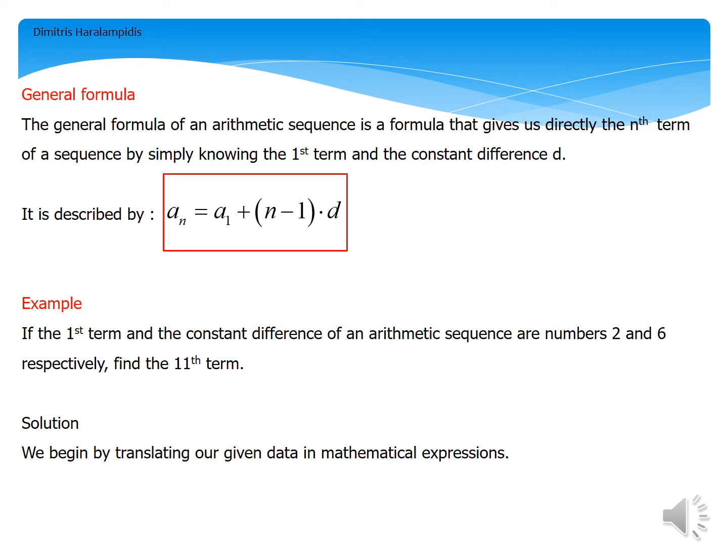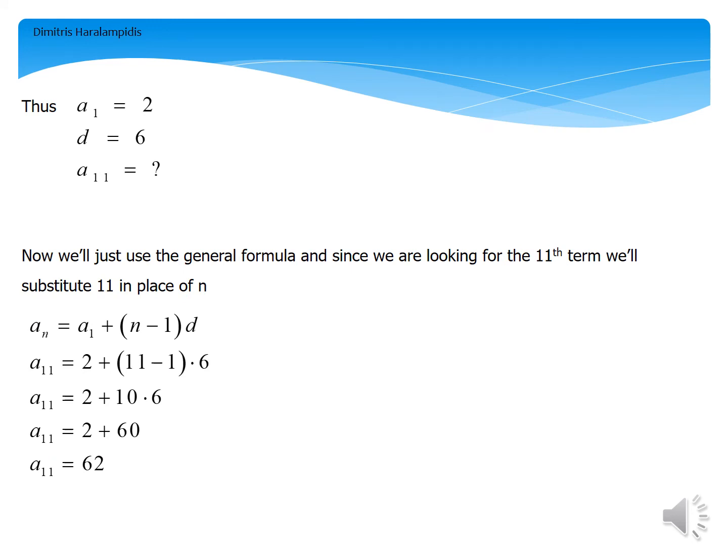In our solution, we'll begin by translating our given data into mathematical expressions. Thus, a sub 1 equals 2, d equals 6, and we are looking to find the term a sub 11. Now, we will just use the general formula, and since we're looking for the 11th term, we'll substitute 11 in place of n. Hence, we start by writing the general formula, which is a sub n equals a sub 1 plus n minus 1 times d, and then we'll substitute our data.